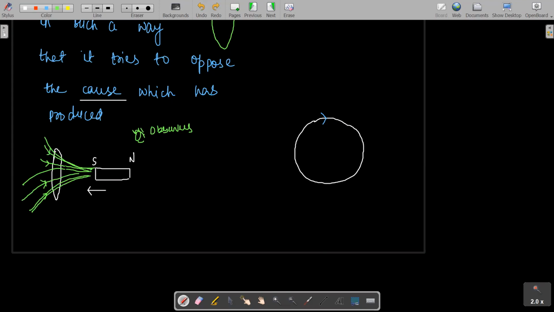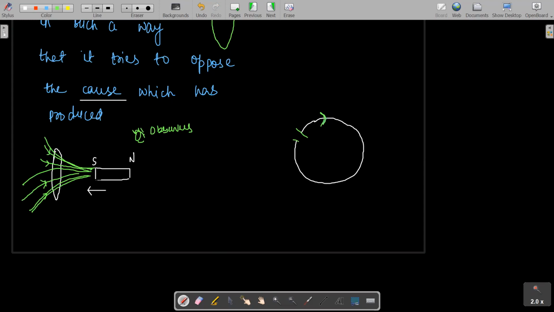So this loop will try to oppose this cause. In which direction? In this direction, it will form a loop. The current will flow in this direction. The EMF induced will be like this. This will be the positive terminal, and this will be the negative terminal. Getting me, students? This will be the positive terminal. This will be the negative terminal.